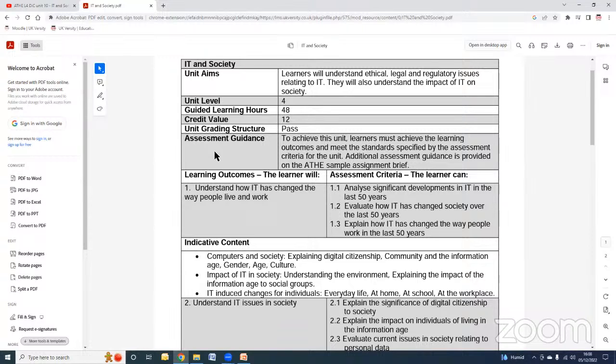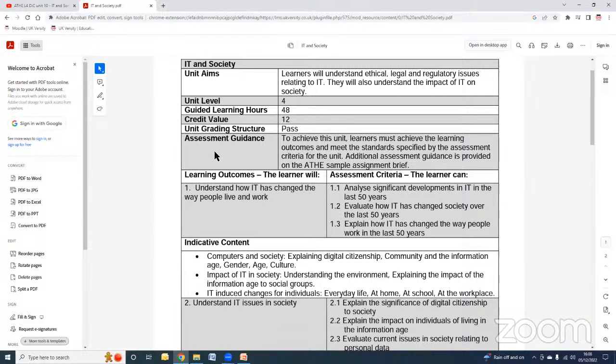To achieve the unit, the learner must achieve the learning outcomes and meet the standard specification by the assessment criteria for the unit, with additional assessment guidance provided on the ATHE sample assignment brief. From our first learning outcome, we're going to understand how IT has changed the way people live and work. So we'll look into our indicative content.